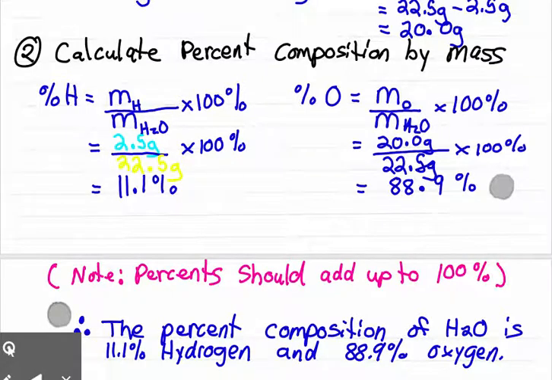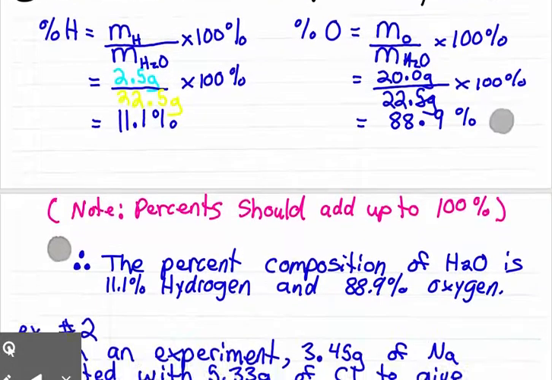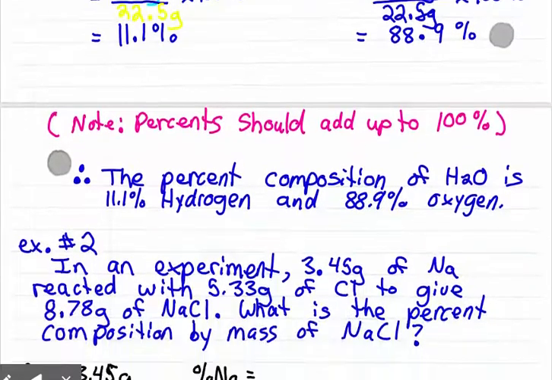All right, so if you haven't, hit pause. Make sure you've got this copied down. And now we're going to look at another example. So in this example, experiment number 2, we have an experiment. There is 3.45 grams of sodium reacted with 5.33 grams of chlorine to give 8.78 grams of NaCl. Now we want to know what the percent composition by mass of sodium chloride is.